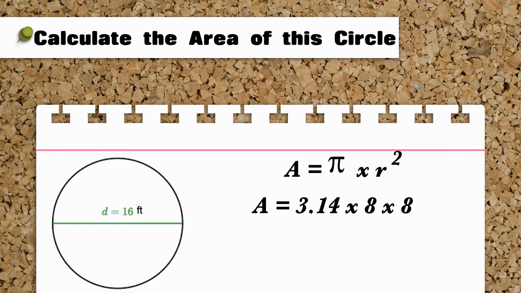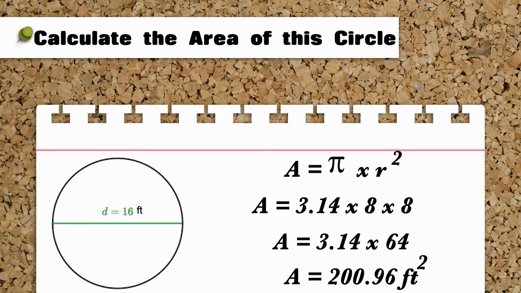Now, let's simplify that. To do that, we will multiply 8 times 8. When we do that, we get the number 64. So our new equation is now 3.14 times 64. And when we multiply that, we should get a product of 200.96 feet squared, or square feet.